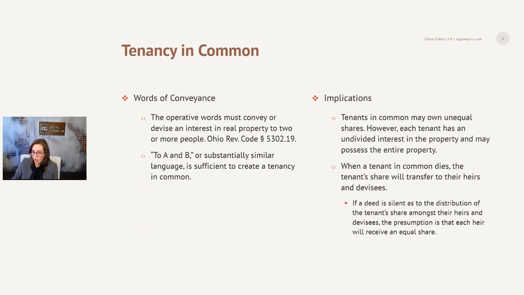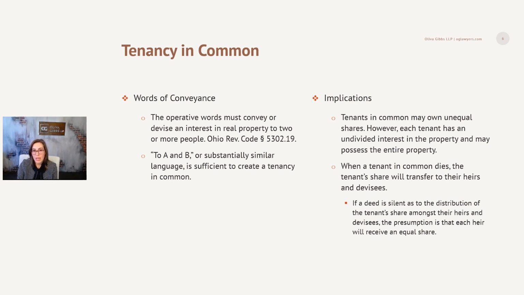We're now going to touch on different types of co-tenancy, the first being tenancy in common. Now, a tenancy in common, the operative words must convey or devise an interest in real property to two or more people. Essentially, what we're looking for here are the words to A and B, or it could be to A, B, and C. As long as there are two or more, we're going to have a tenancy in common.